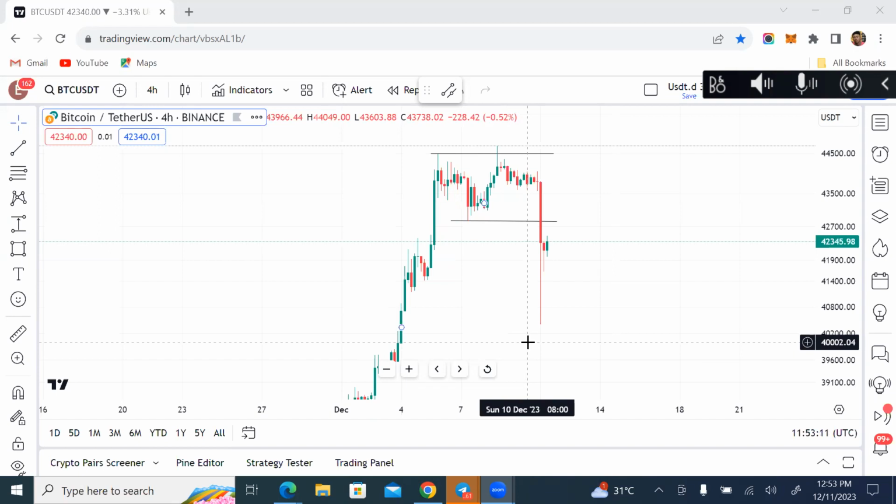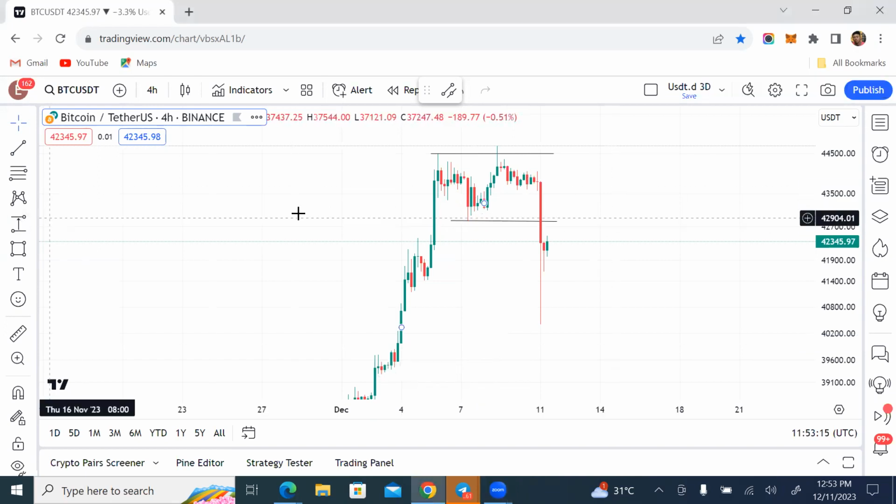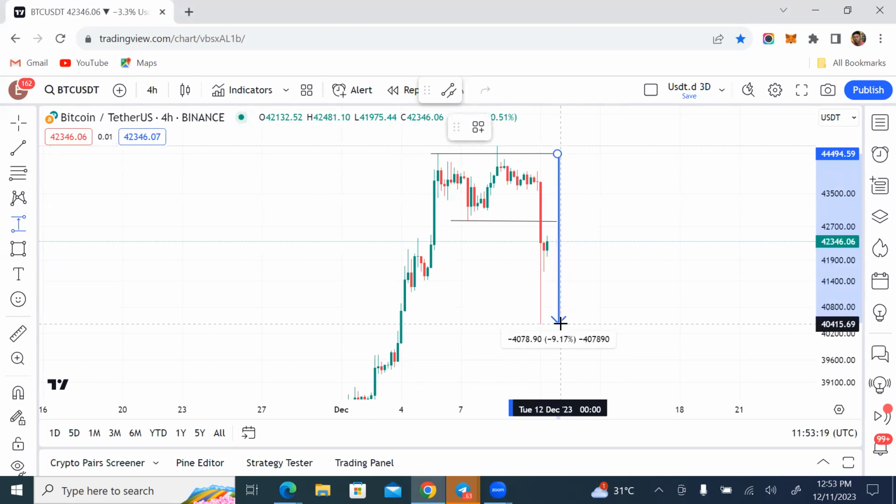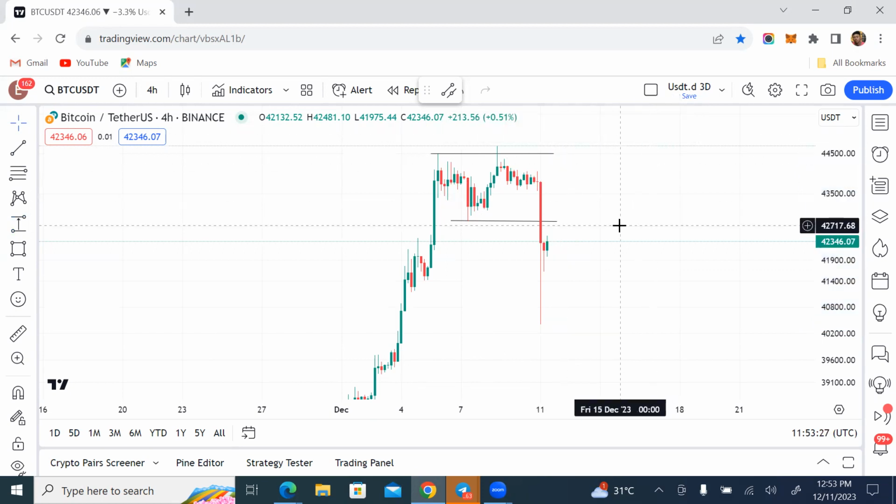Bitcoin just experienced a drastic move of over, I think it was 9% last night. A 9% plunge to the downside, and over 300 million US dollars was liquidated from the longs.